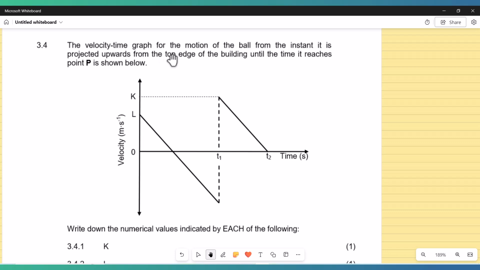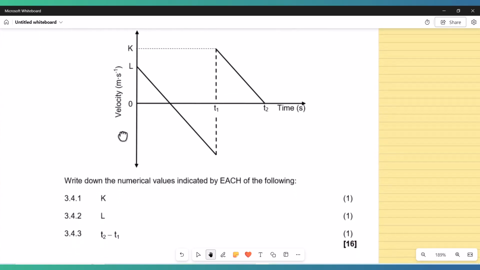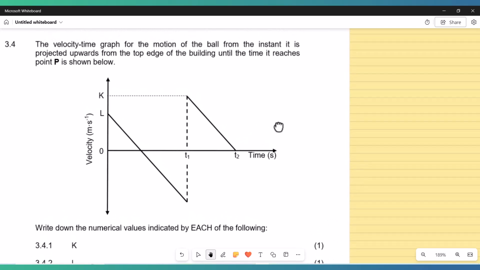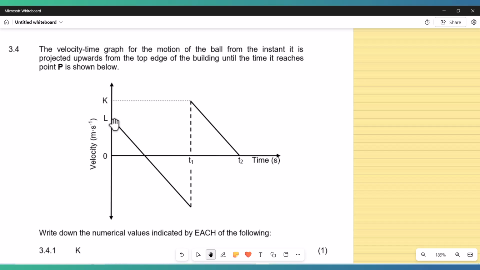The velocity-time graph for the motion of the ball from the instant it is projected upwards from the top edge of the building until the time it reaches the ground is shown below. What do we do in this case? Write down the numerical values indicated by each of the following. Q1 is twice Q, and Q2 is just Q, okay? Listen carefully here, my friends: our Q1 is twice Q, then our Q2 is just Q. Now you see this divided by the distance L squared.